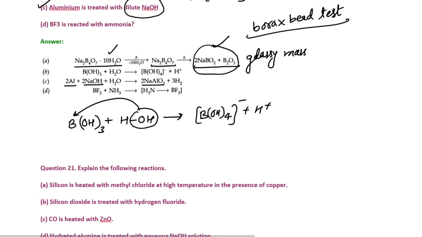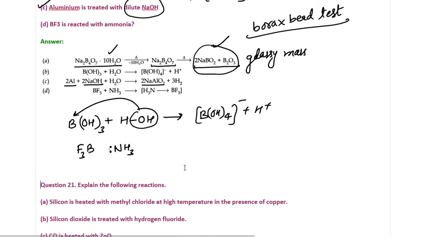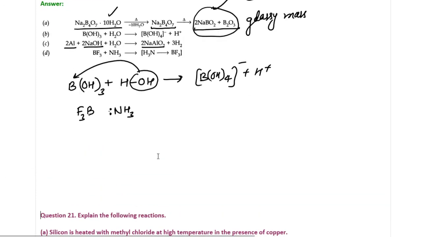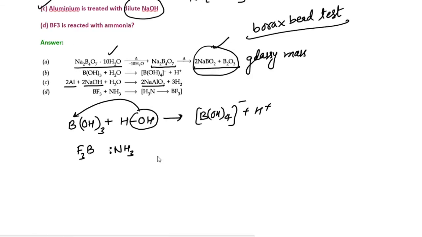Next, this is also done. BF3 is a Lewis acid, electron deficient. When ammonia comes in contact with it, ammonia is a Lewis base, so there is an acid base reaction. Ammonia will donate an electron pair to boron, because boron is electron deficient. So there is a formation of a coordinate bond, and this is called an adduct. This question is in chemical bonding as well.